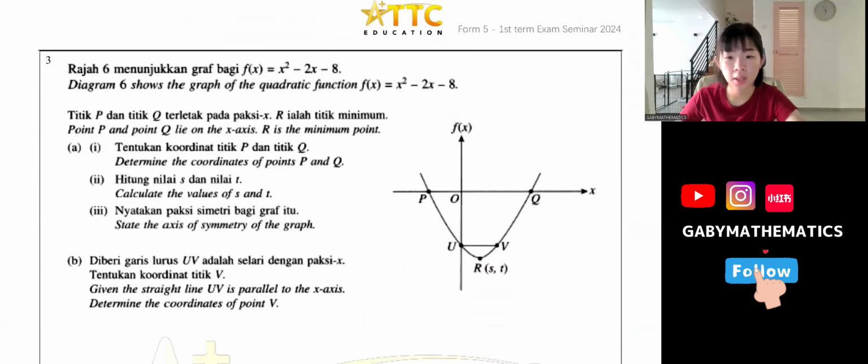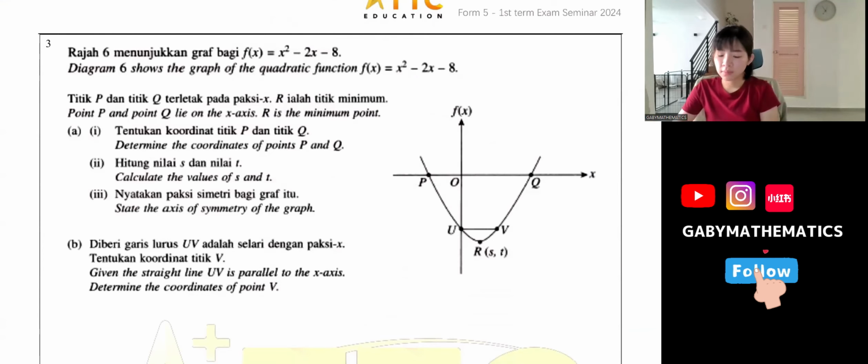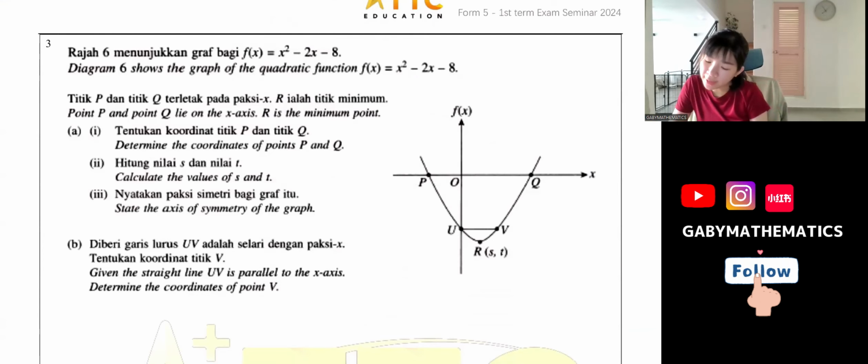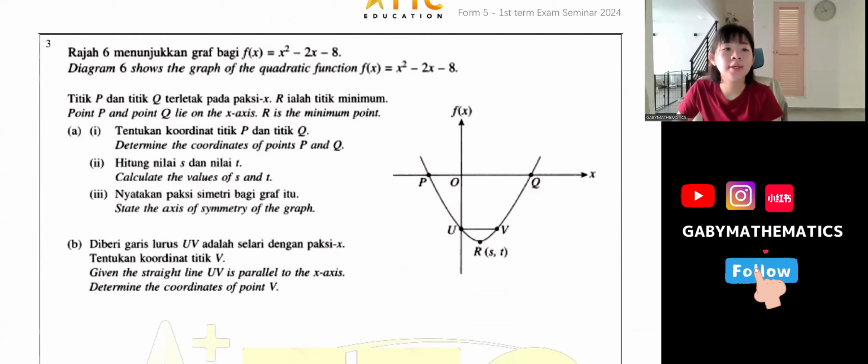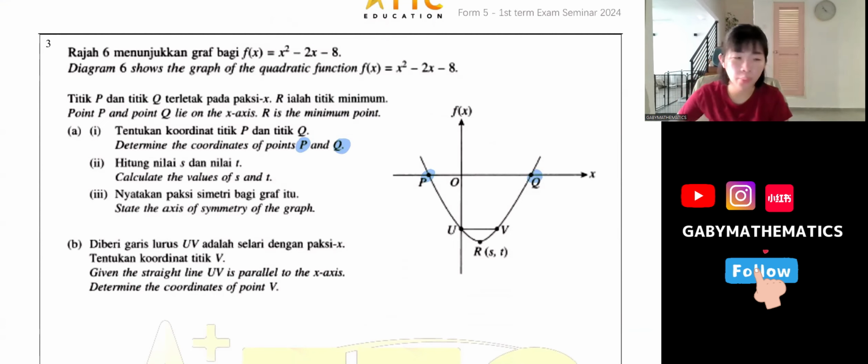Number 3, graph. Points P and Q lie on the x-axis and are its minimum points. So question (a)(i): determine the coordinates of P and Q. So P and Q here lie on the x-axis. Okay guys, what coordinate will be 0?